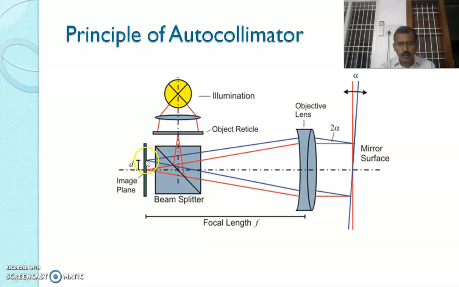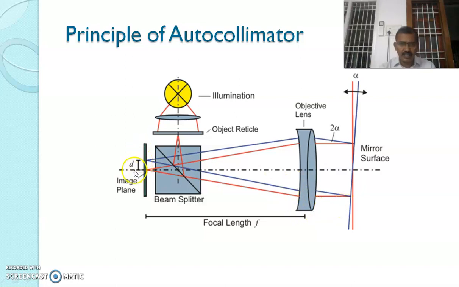It is a distance O dash. O dash is a measure of the tilting of this angle. If it is tilted by alpha, this distance equals 2 into f into theta. By measuring this minimum distance, you can measure the angle. We know the distance f, so 2 into f into theta.